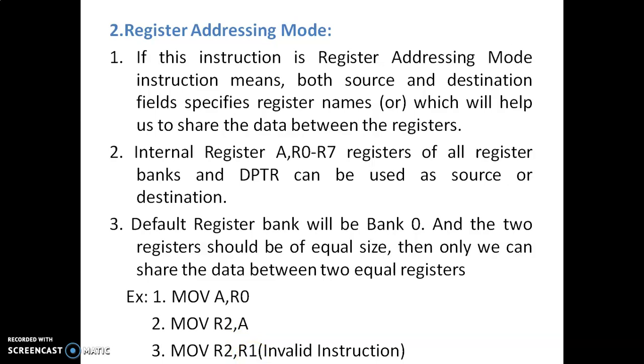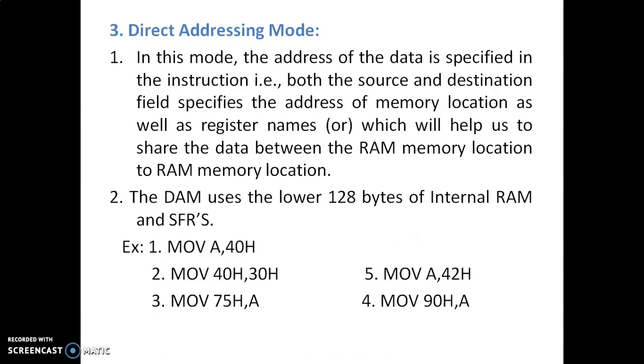So in the register addressing mode, both the fields, that is the destination field and the source field, specify the register names. That is very important. And the register names are nothing but whatever we have seen in the 8051 architecture registers. All the registers will be covered here.